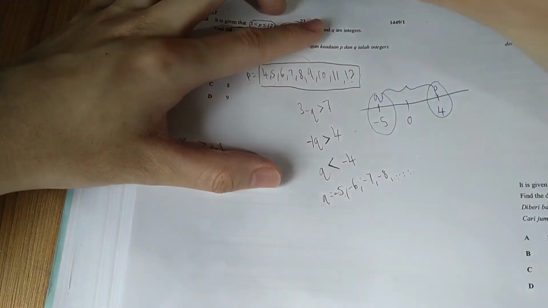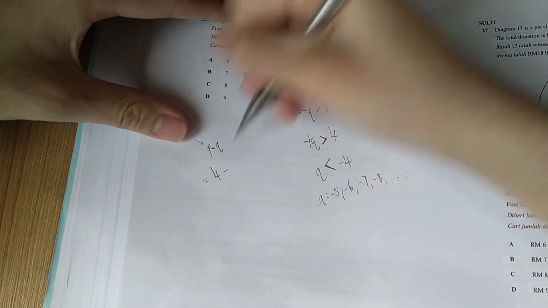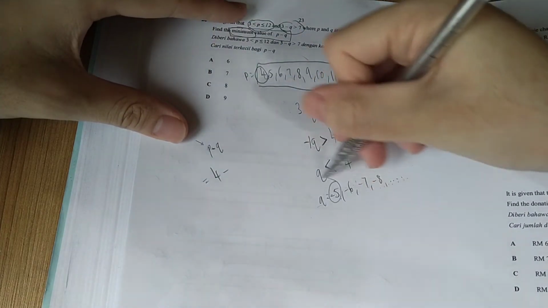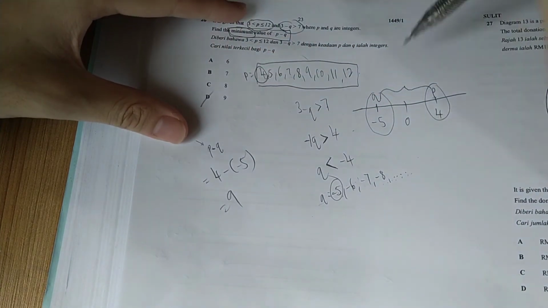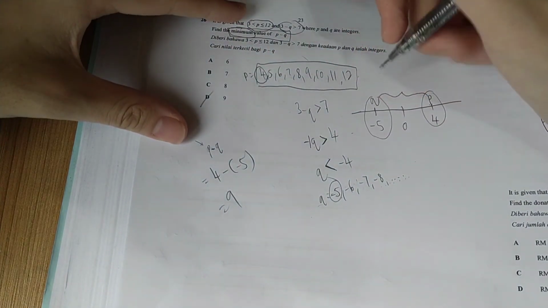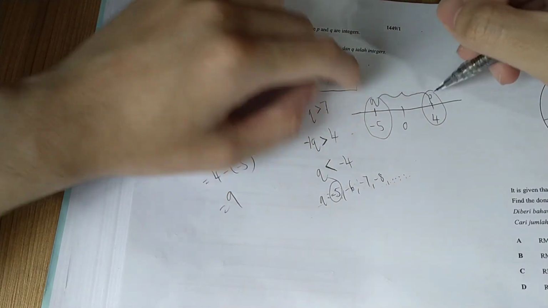That is why you need to make sure you choose the smallest value of p, which is 4, and the largest value of q, which is negative 5. So the answer is 9. The answer is D. Alright? Minimum value means you have to make sure that the gap is the smallest. Macam tu. Alright? So, itu maksud dia.